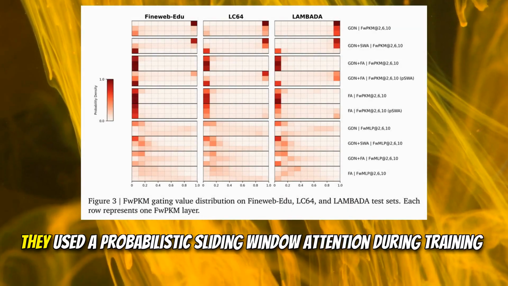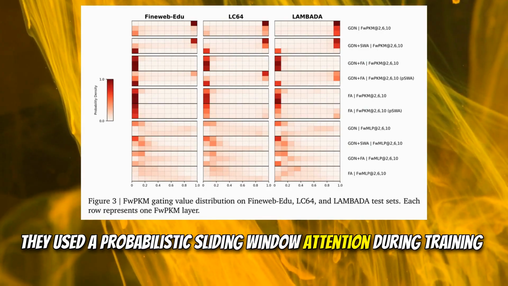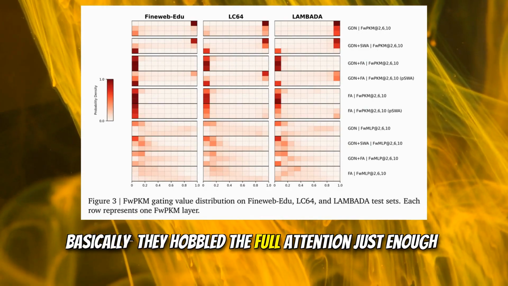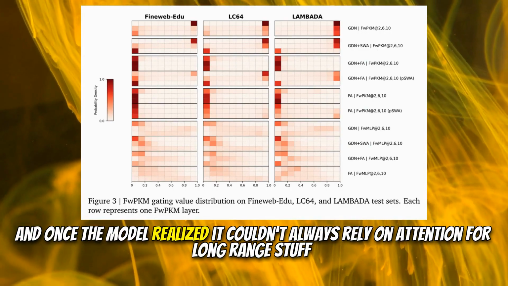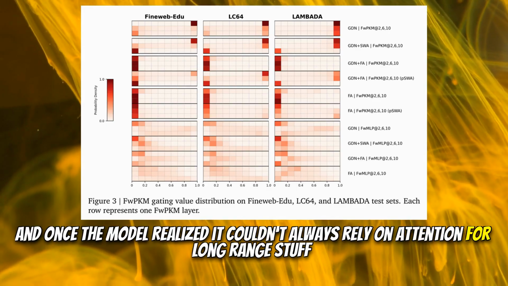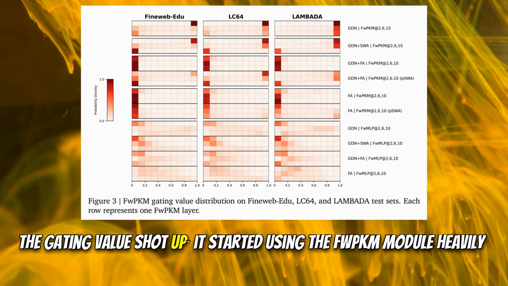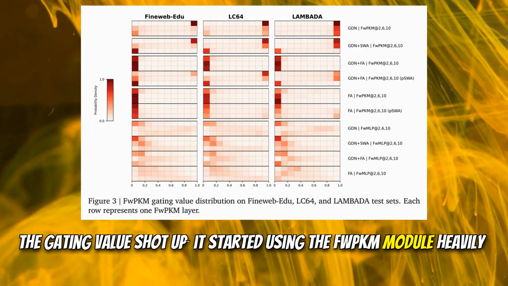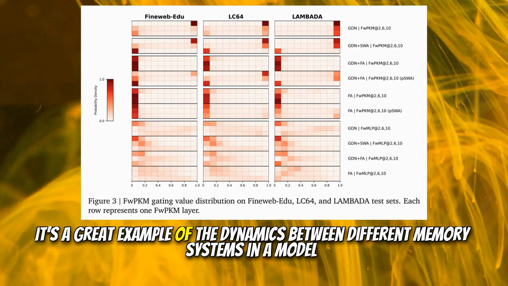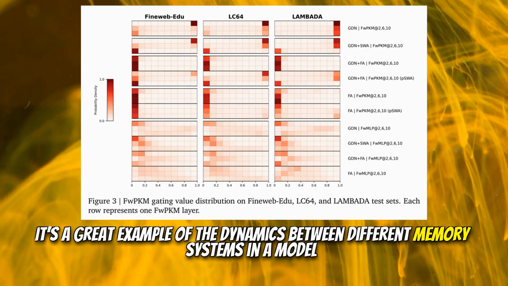They did. They used a probabilistic sliding window attention during training. Basically, they hobbled the full attention just enough. And once the model realized it couldn't always rely on attention for long-range stuff, the gating values shot up. It started using the FwPKM module heavily. It's a great example of the dynamics between different memory systems in a model.